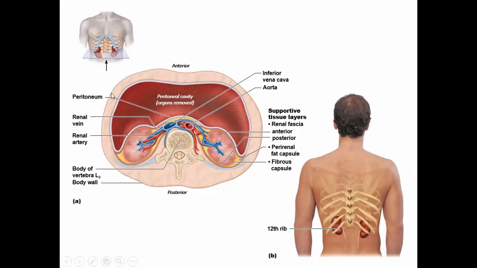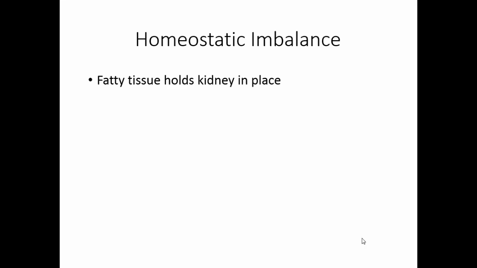Here you see the kidneys lying back here on either side of the vertebra. Here is the peritoneal cavity, the peritoneum, so it's behind the peritoneum, retroperitoneal, and between T12 and L3. Since the ribs come downward a little bit, the ribs provide some protection for the kidneys. Fatty tissue helps hold the kidney in place.